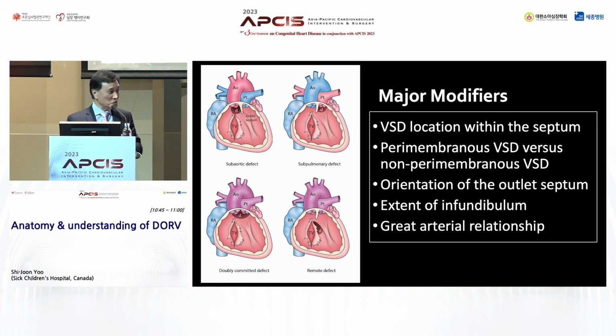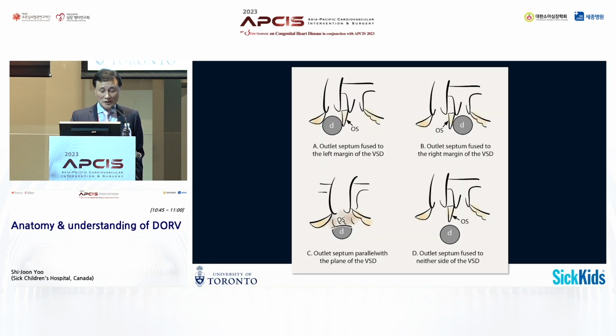Great arterial relationship. The last question, in the last session, was on this, and this is important too. Okay. So here, I can't go over everything. I will talk about the orientation of the outlet septum here. This is a drawing of just the outlet aspect of the heart. Okay. So you have a VSD. This is aorta. If the outlet septum goes to the left margin of the VSD, the position isolates pulmonary valve from the VSD, and VSD is automatically below the aortic valve, right?